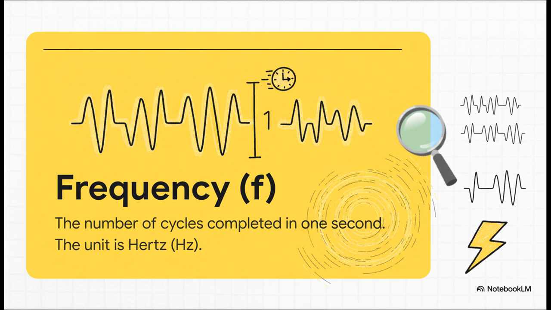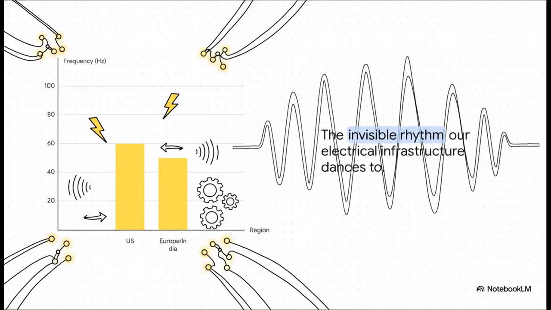It's really the true measure of how fast that current is flipping back and forth. And this isn't just theory, this has a huge real-world impact. Here in the US, our power grid operates at 60 hertz. That means the current is completing 60 full cycles every single second. In a lot of Europe and Asia, it's 50 hertz. This frequency is the invisible, standardized rhythm that our entire electrical world is dancing to.